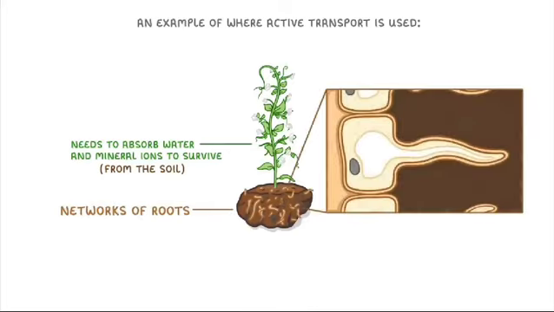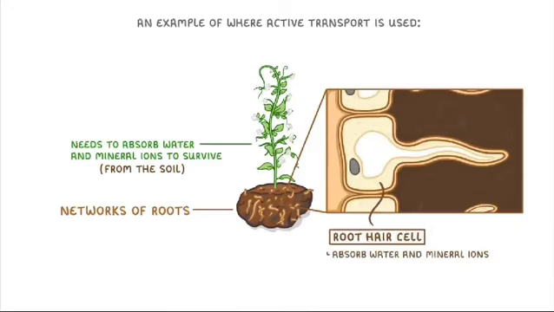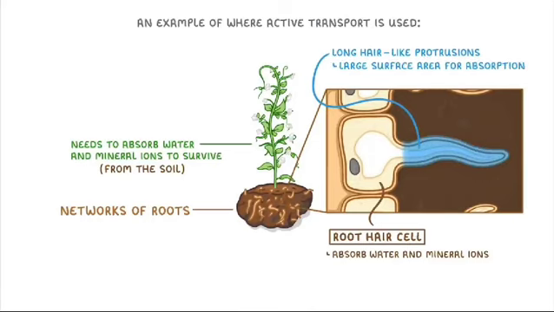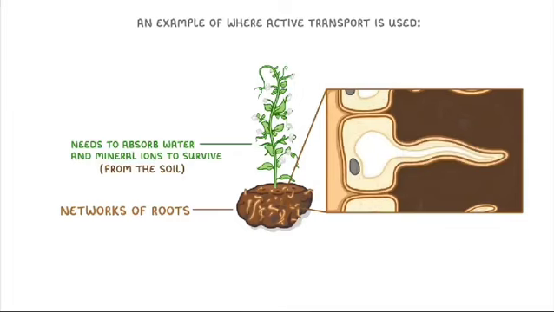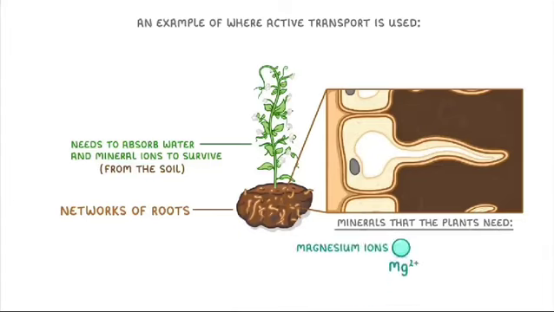Now we have a network of roots present here and there. In roots there are root hair cells, which provide nutrients to the growing plant. What do root hair cells do? They absorb water and mineral ions, and they also have long hair-like protrusions. They provide a large surface area for the absorption of nutrients.